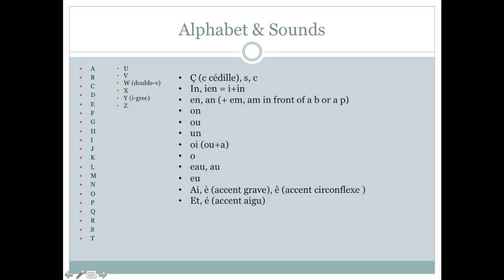So it goes like A, B, C, D, E, F, G, H, I, J, K, L, M, N, O, P, Q, R, S, T, U, V, W, X, Y, Z. Then the I is pronounced E in English, which makes it kind of complicated, but you'll assimilate this pretty fast.